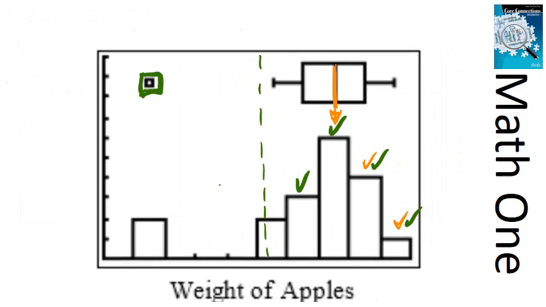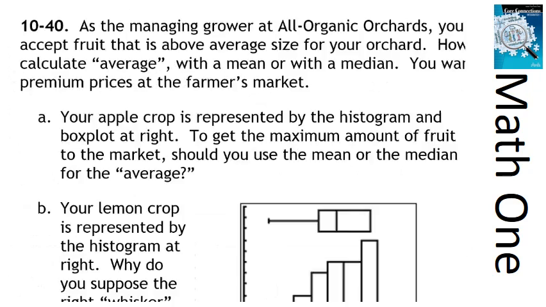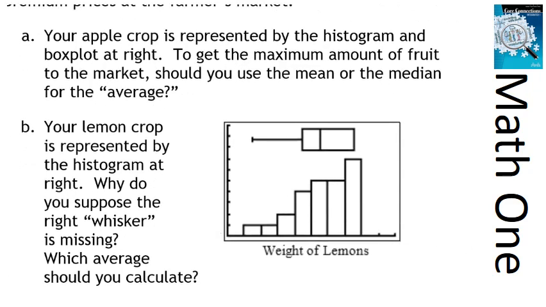So anyways, you can think about what we just said there and pause the video and look at this question A again. It says your apple crop is represented by the histogram and box plot at right. To get the maximum amount of fruit to market, should you use the mean or the median? So think about that. Make sure you write down your response for A. Let's move on to B. Pause if you need to.